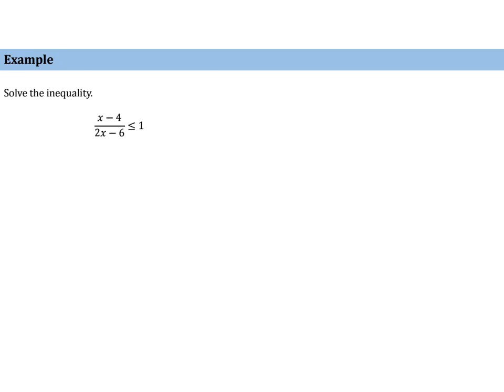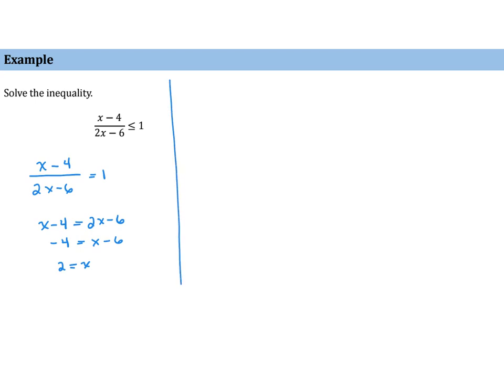So let's go ahead and solve this corresponding equation. x minus 4 over 2x minus 6 equals 1. If we multiply both sides by the denominator, we get x minus 4 equals 2x minus 6. If we subtract x from both sides, we get negative 4 equals x minus 6. Add 6 to both sides, we get 2 equals x.